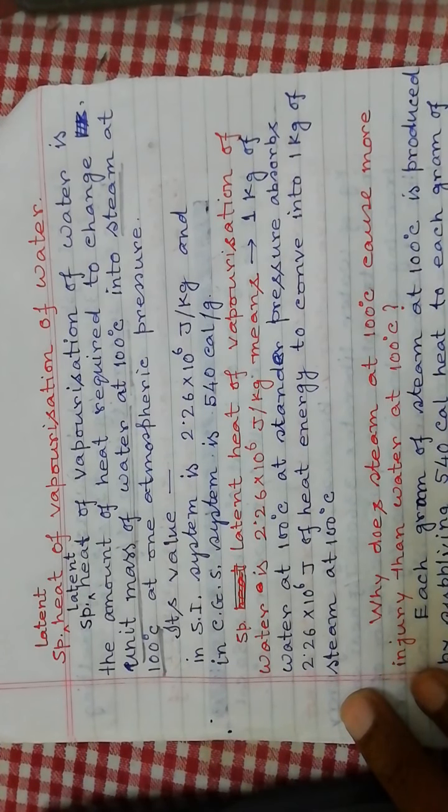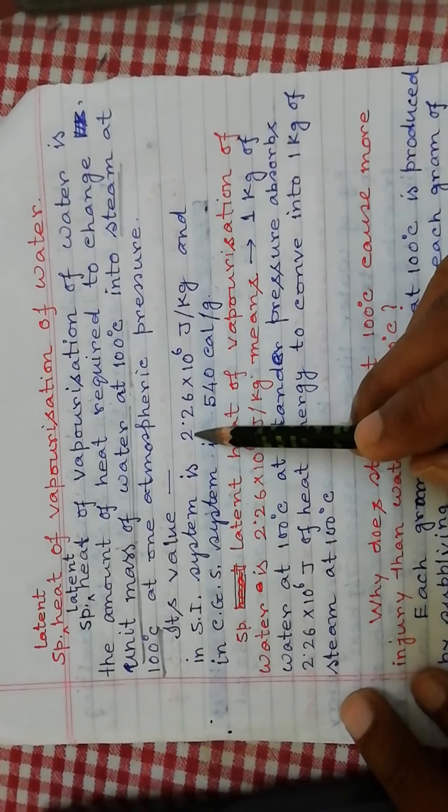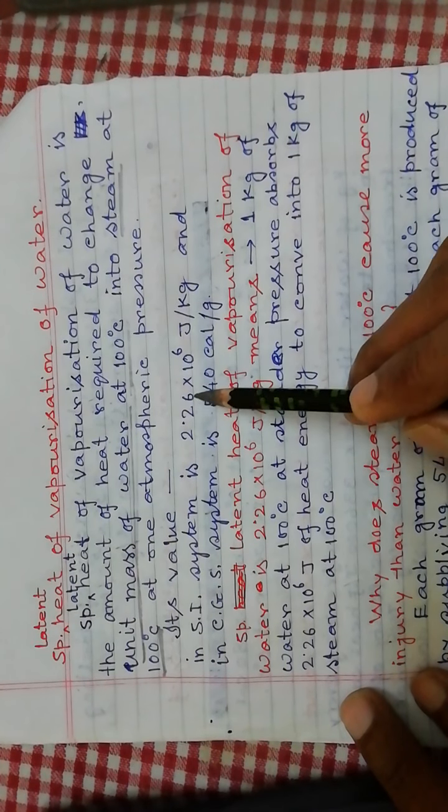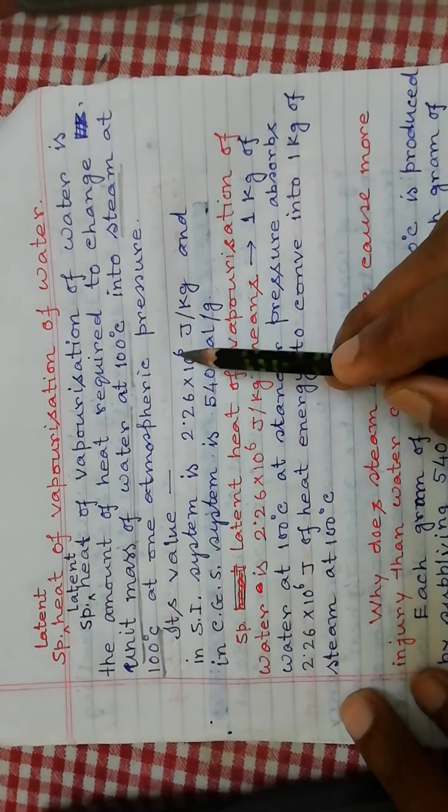Its value in SI unit is 2.26 into 10 to the power 6 joule per kg, and in CGS system its value is 540 calorie per gram. Now again the question is, what is the meaning of this statement? The latent heat of vaporization of water is 2.26 into 10 to the power 6 joule per kg. What is the meaning of it?